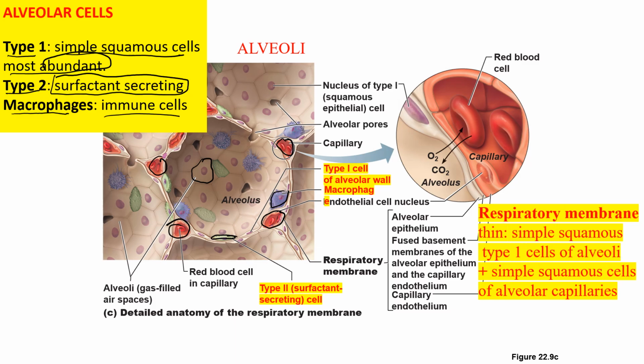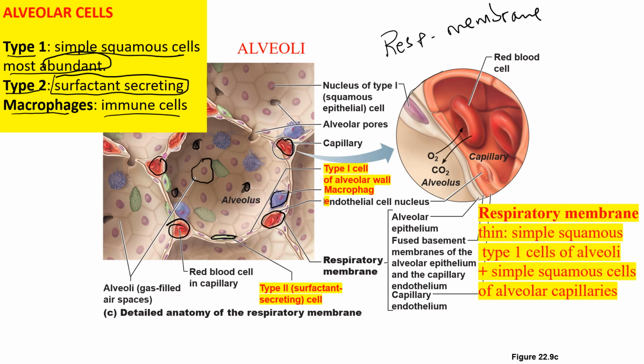Also notice that the alveoli are connected with each other through these little pores, so air can rush in from one alveolus to the other. This is a depiction right here of the respiratory membrane, the thin membrane through which gases can exchange between alveoli and blood vessel.